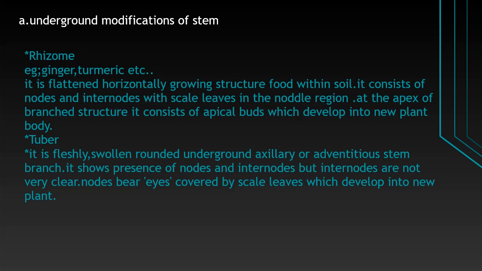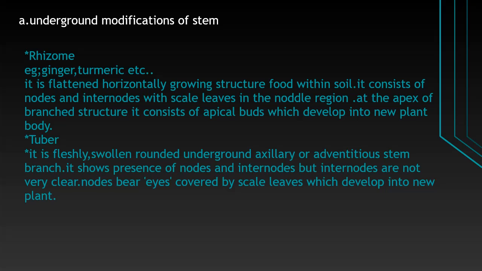So next modification is underground modification of stem. The first thing is rhizome. Examples of rhizome are ginger, turmeric, etc. Ginger, turmeric, you can just imagine it is a flattened horizontally growing structure. They don't grow vertically, they grow horizontally, within the soil.